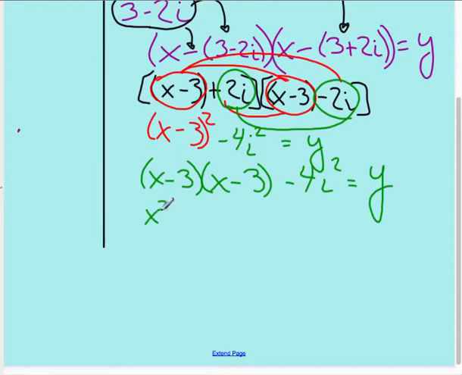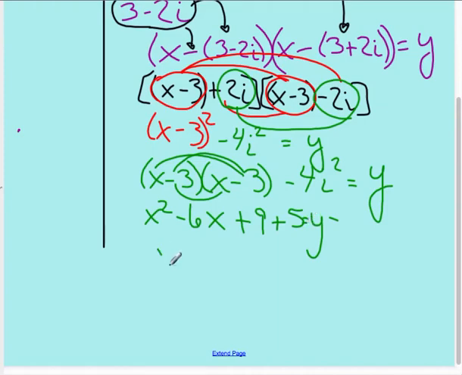x times x is x squared. Negative 3 times negative 3 is positive 9. My middle term comes from the x times negative 3, negative 3x. We have two of them, so negative 6x. Simplifying my imaginary part, i squared is negative 1 times negative 4 is positive 4. And simplifying by combining my like terms, my final polynomial is x squared minus 6x plus 13 equals y. So that's how we work with complex roots.